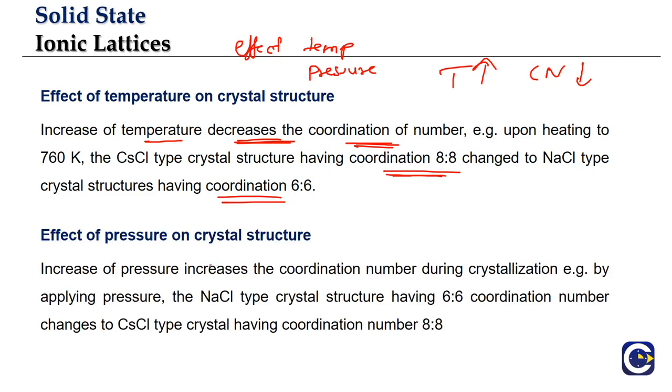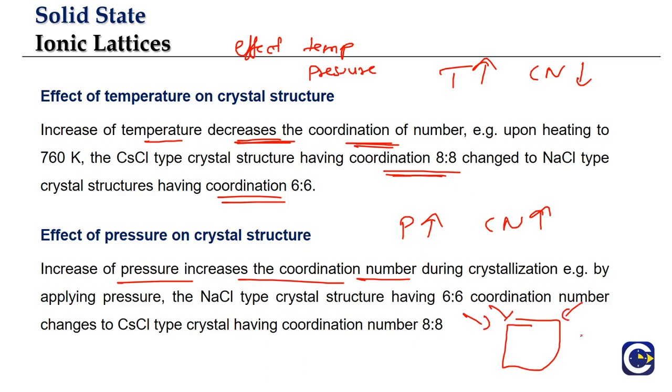The effect of pressure will be the reverse. Increasing pressure will increase the coordination number. If you increase the pressure, the coordination number is going to do what? Increase. Because basically we have the lattice and we are increasing pressure, which means we are trying to make all the particles move closer together, and that is going to result in an increase of the coordination number. So if we increase pressure on an NaCl type of lattice, it is going to move from the 6:6 coordination number to 8:8 coordination number. So that is what we will see in the effect of pressure.